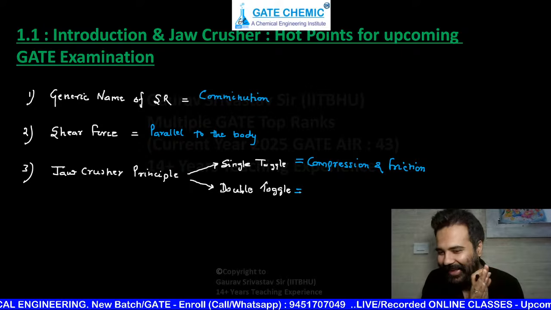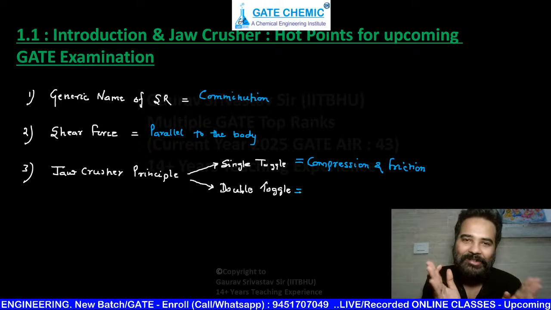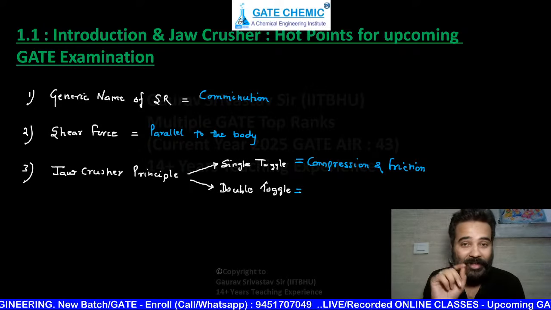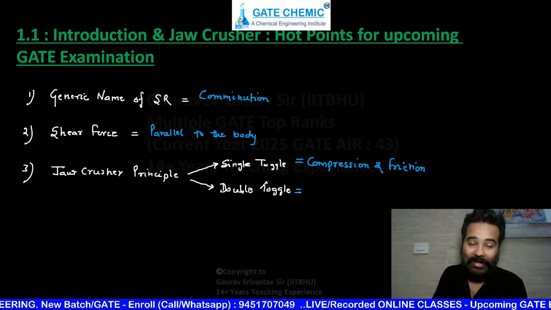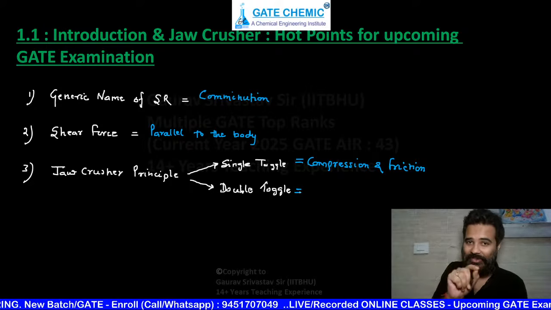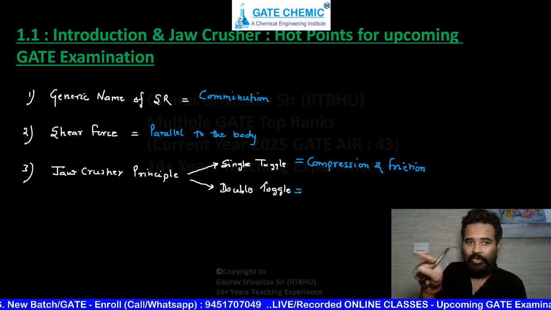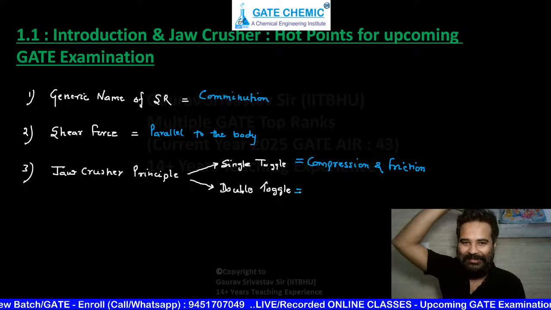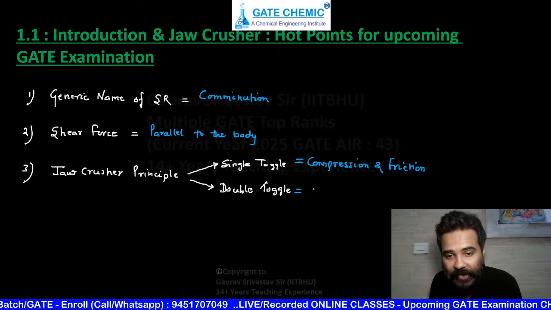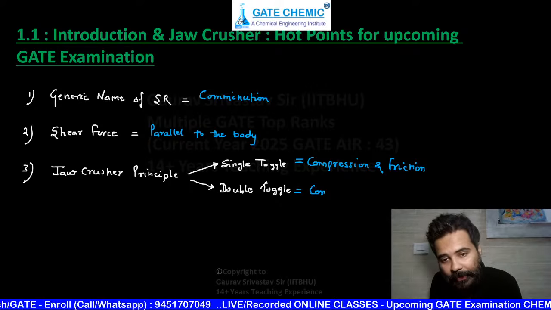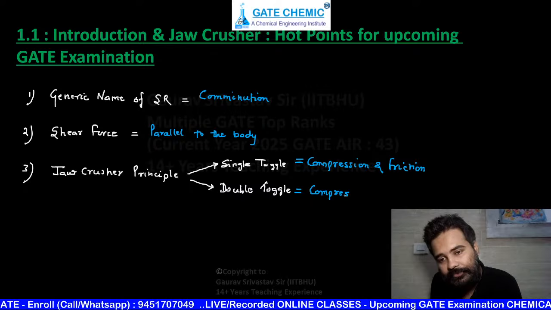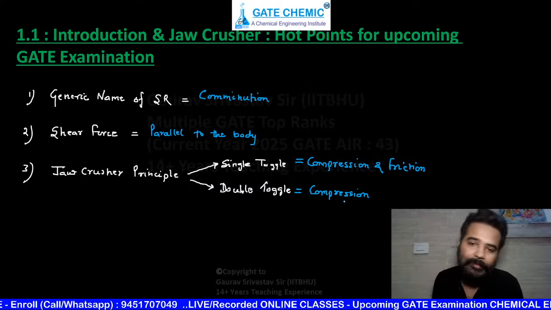So just this green slide is more than sufficient, beta. Whenever you feel any doubt in this green slide, ask me, and only write 1.1. Please write 1.1 introduction and jaw crusher points for the upcoming GATE examination. In a double toggle crusher, the principle is only compression.